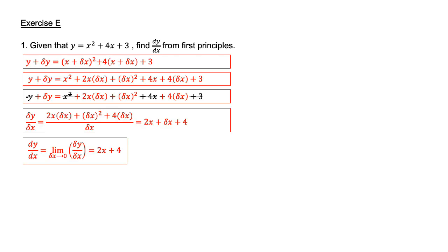There we are. Note how from line 3 to line 4, I can go from line 3 straight to line 4, so crossing out all the terms in the black, and then I can immediately go to delta y by delta x, just to save 1 line of work. You can go straight to that.